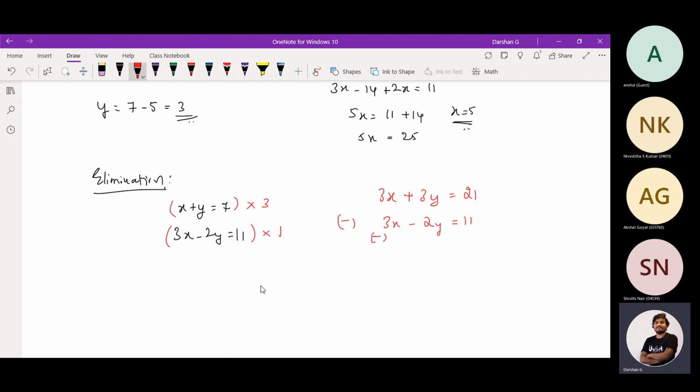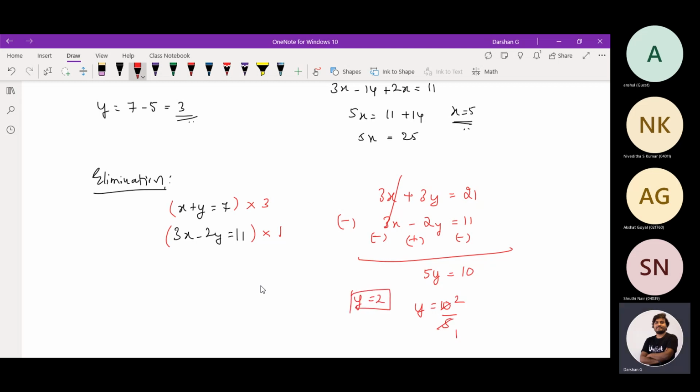Plus to minus, minus to plus, and plus to minus. 3x and 3x is gone, and this is 5y. Always remember 3y: this minus has become plus, plus 2y equals 21 minus 11. Answer is 10. y equals 10 by 5. Answer is y equals 2.